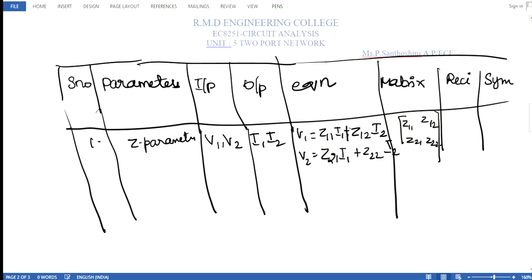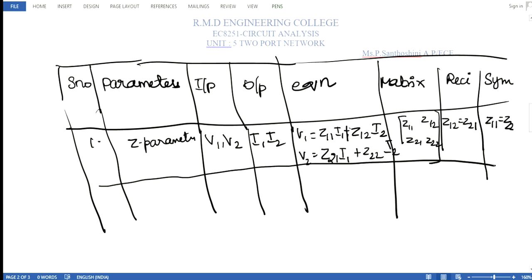Clear? And reciprocity: what is meant by reciprocity? If it obeys the reciprocity theorem, we can call it reciprocal, so Z12 will be equal to Z21. The second one is the symmetry property: Z11 will be equal to Z22, because one half is the mirror image of the other half. So this is the first parameter.